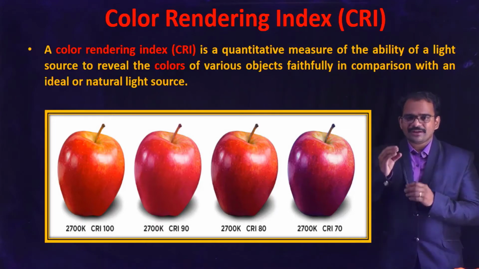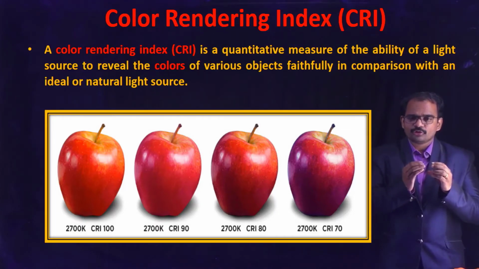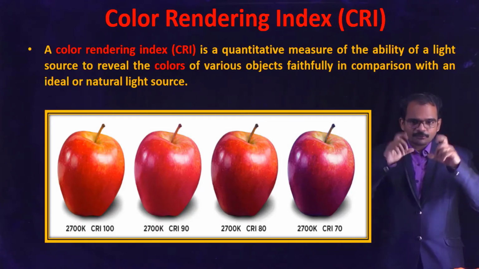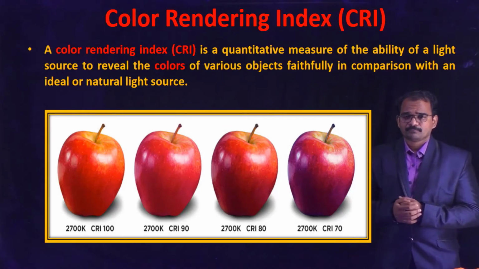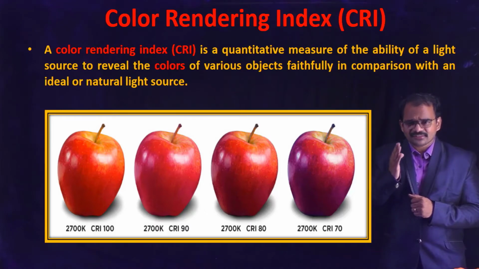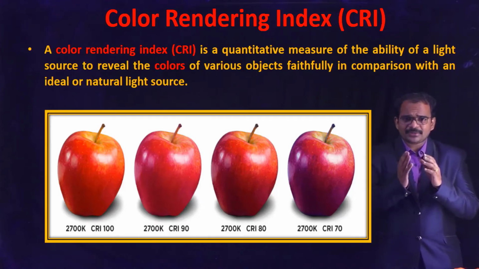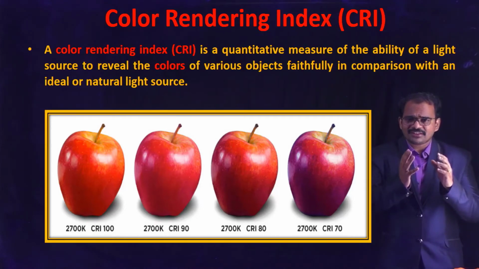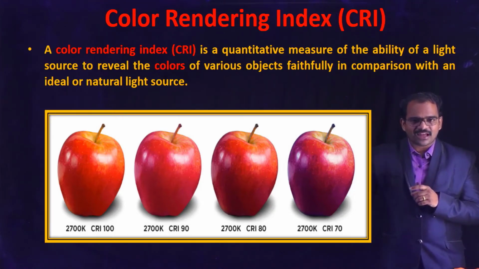That is faithful reproduction of an actual color of an object. Now I take the same apple and keep it under a light source which has a CRI of 90. Then I click a photograph of it, and that photograph is the second apple. Now you can see the difference between the first apple and the second apple. You can clearly see that the original color is not reproduced. Now if I take the same apple and keep it under a light source which has a CRI of 80, and I take a photograph of it, that apple is apple number 3.